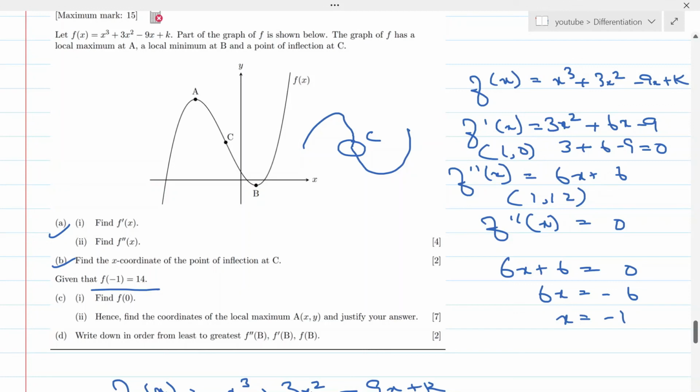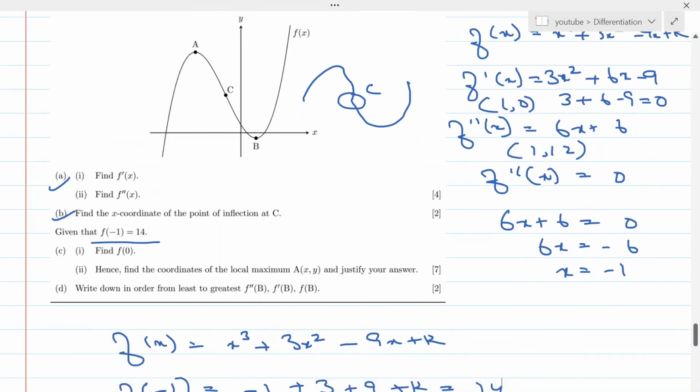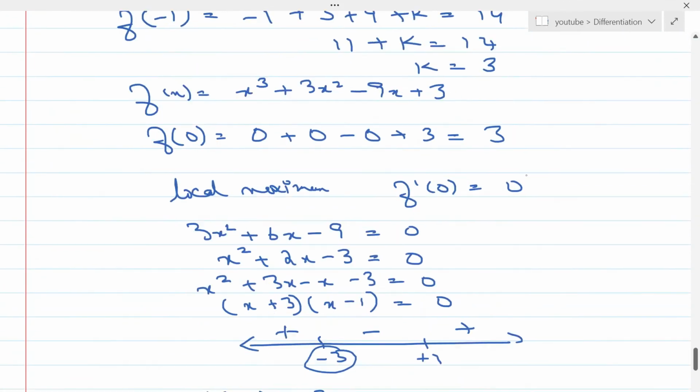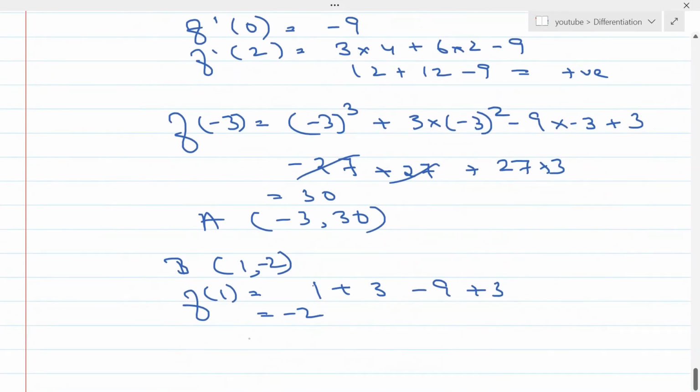So they want us to write these three coordinates in least to greatest form. So our points are (1, −2), (1, 0), and then (1, 12) from least to highest.